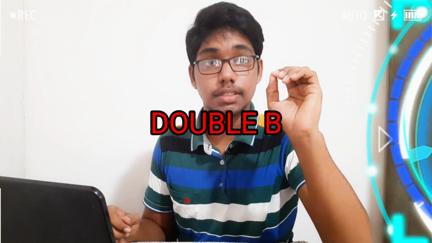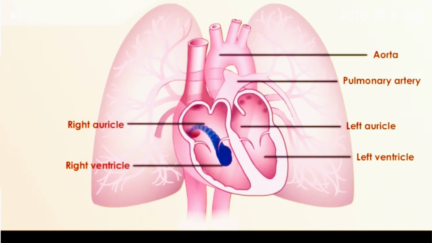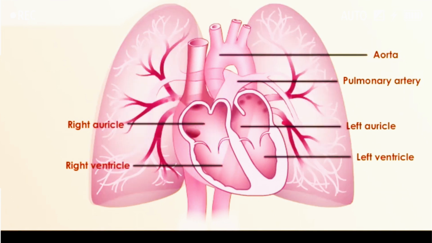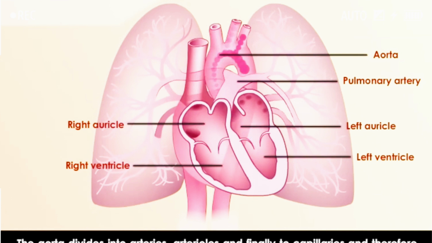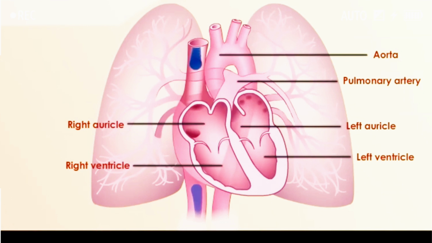Okay, next the double blood circulation. Circulation of blood twice through the heart while blood circulates once through the body is called double blood circulation. Flowing of blood through the lungs is known as pulmonary circulation, and flowing of blood through other organs is known as systemic circulation. Here, the right ventricle acts as the pump for pulmonary circulation while the left ventricle acts as the pump for systemic circulation. So it's clear that blood flows twice through the heart before entering the systemic circulation.